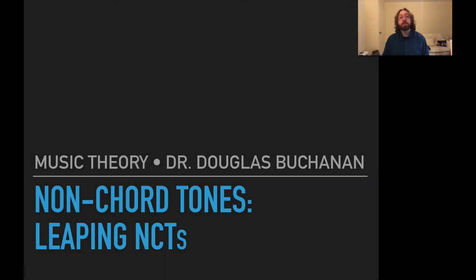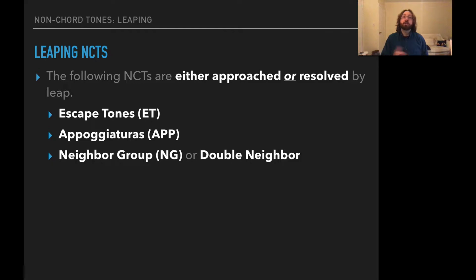In this video, we talk about leaping non-chord tones. The following non-chord tones involve a leap of some kind. Either they are approached by leap or they are left by leap. And when I'm saying a leap, I mean an interval that's larger than a second. These include three types: our escape tones, our appoggiaturas, and our neighbor groups, also known as double neighbors.